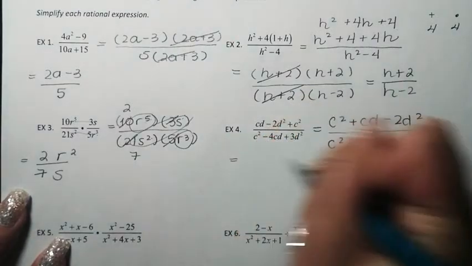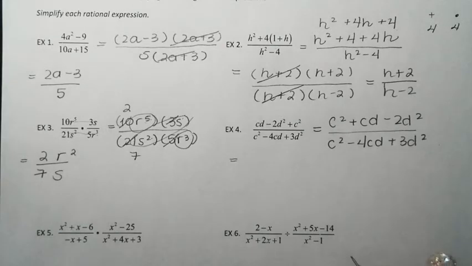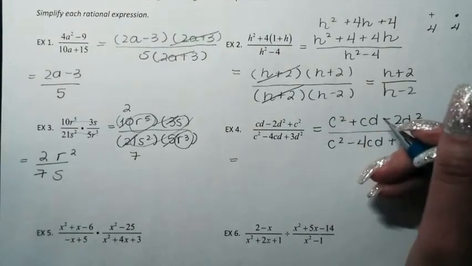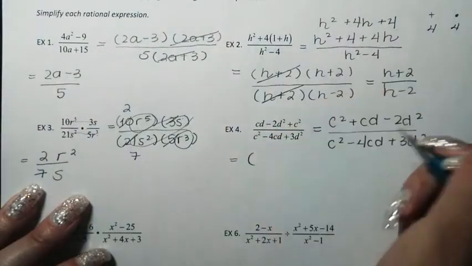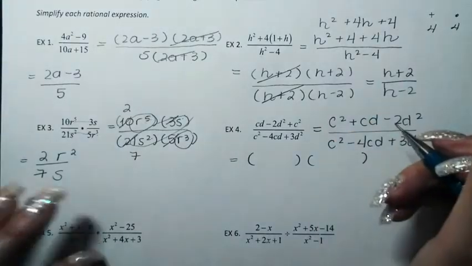After that, you can factor out the numerator. Two numbers that when you multiply them give you negative 2, and when you add them give you 1.